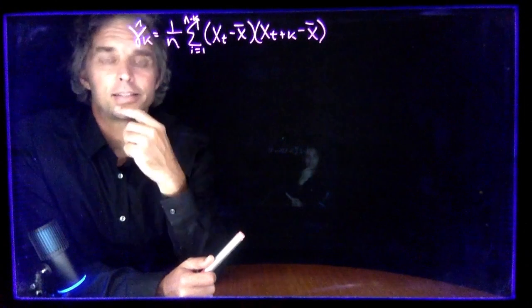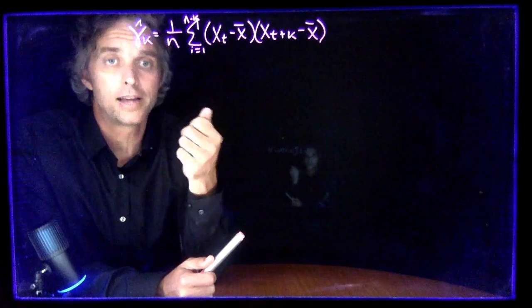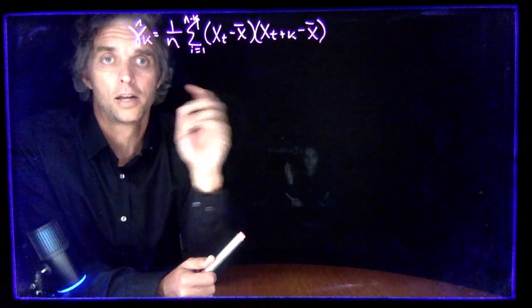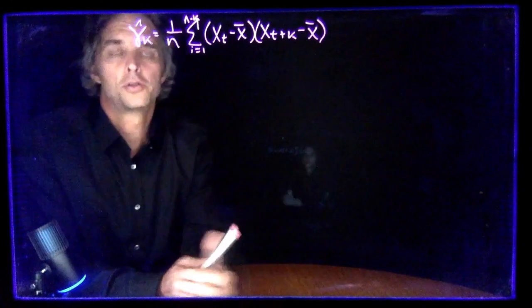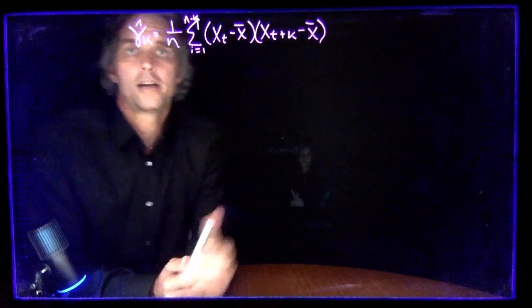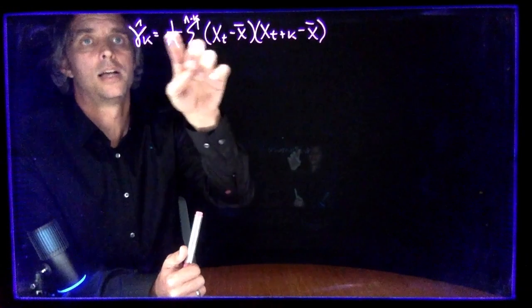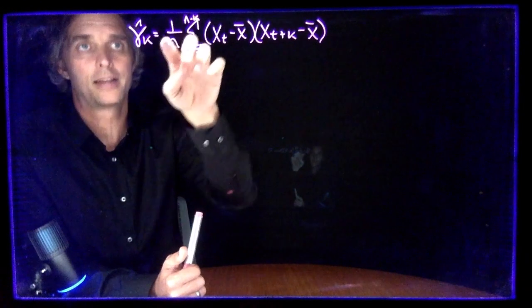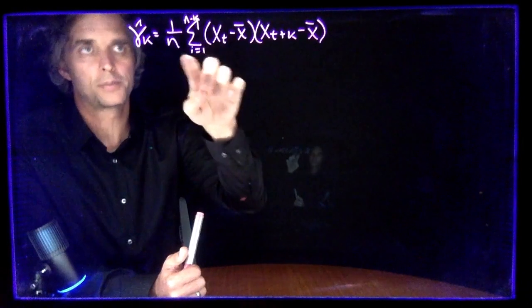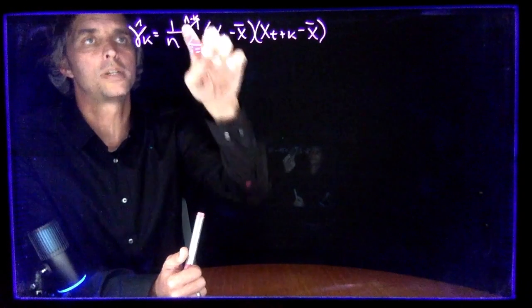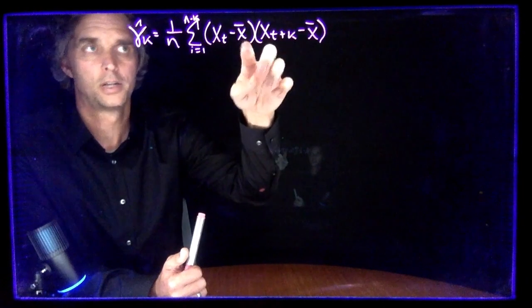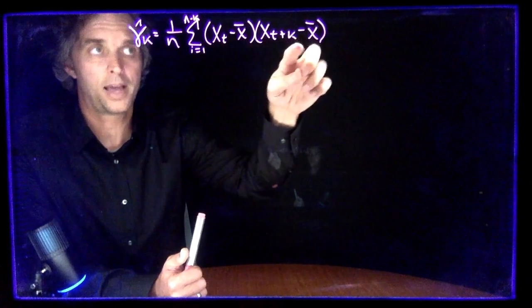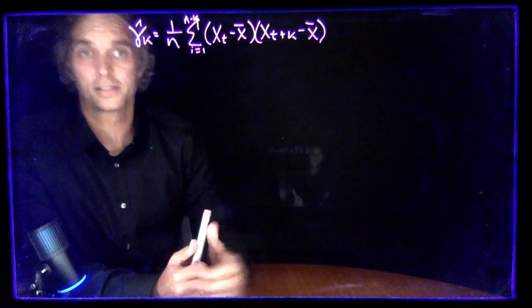autocovariance and use that as an example of where we might choose an estimator with better practical properties than one with better theoretical properties. So here's our tried and true gamma hat k, the sample autocovariance, calculated as gamma hat k, where k is the lag, equals 1 over n, the sample size, times the sum from i equals 1 to n minus k of these cross products, xt minus x bar times xt plus k minus x bar, again, assuming a stationary time series.